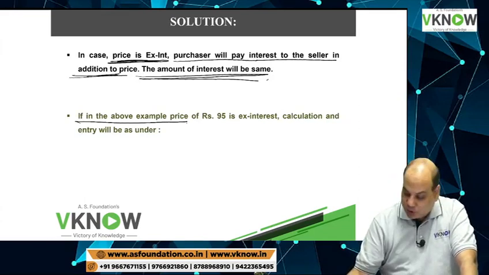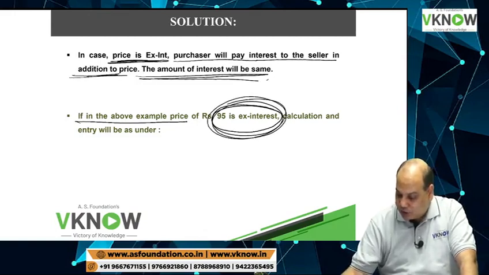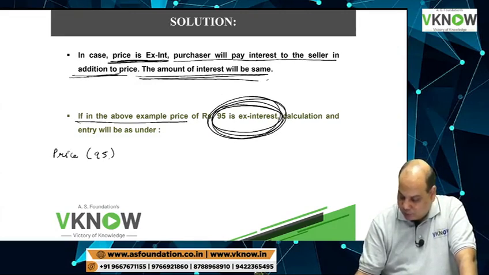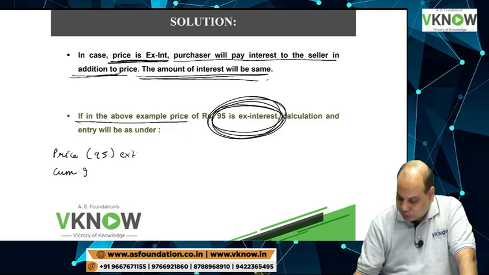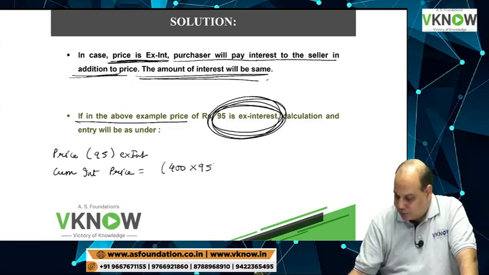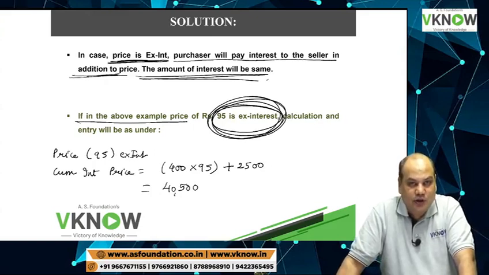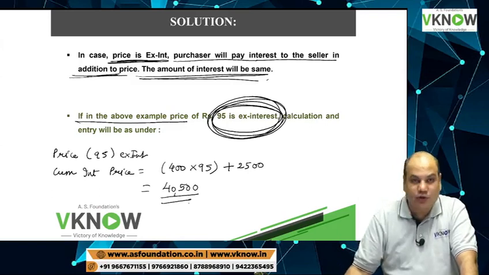Now suppose in the same example, the price was 95 rupees ex-interest. Then my cum-interest price will be 400 into 95 as the ex-interest price, plus 2,500 interest accrued, already calculated, and that will become 40,500. If the question had said the transaction was at ex-interest price, I will add interest separately, and then my cum-interest price is 40,500.